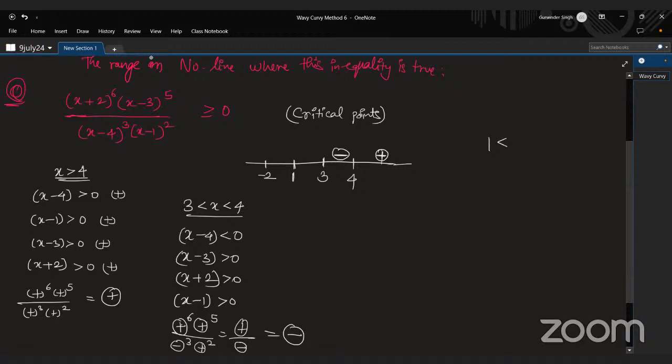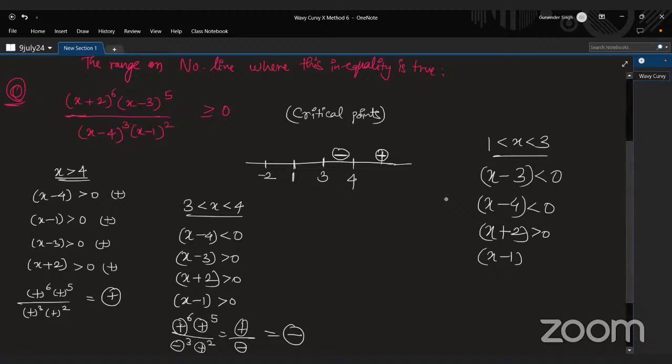Similarly, I will take between 1 and 3. When I take between 1 and 3, let's take the easy ones first. X minus 3 will be negative because it is less than 3. X minus 4 will also be negative. When it is less than 3, it will obviously be less than 4. Okay. X plus 2 will be positive and x minus 1.